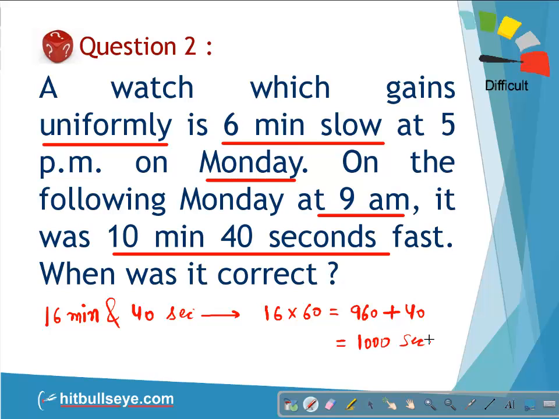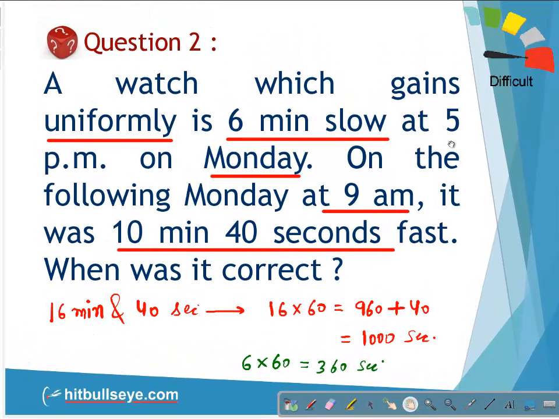Now students, as initially this watch was 6 minutes slow and finally it is 10 minutes 40 seconds fast and it is gaining uniformly, this means in between, when it would have gained exactly the 6 minutes, it will show us the right time. Now exactly the 6 minutes means when it gains 360 seconds, as 6 minutes would mean 360 seconds. It will just show us the right time. Now let's solve this, students, further.